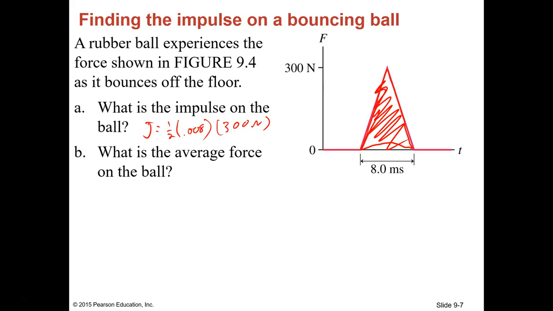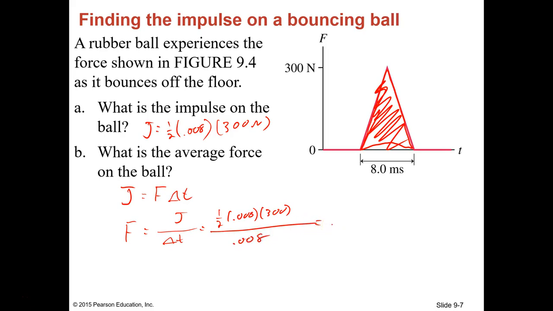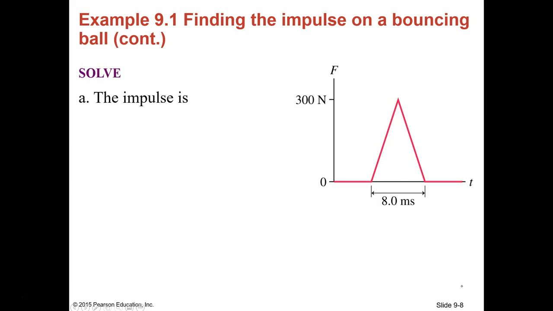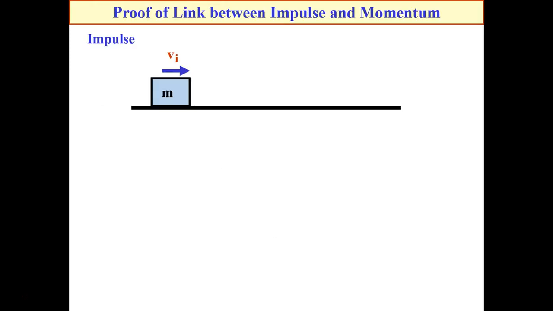Part B is we want to know what is the average force on the ball. Well, we also know that that same impulse from above is going to be equal to our force times our change in time. So if we want to solve this for force, we know that force is equal to our impulse divided by delta t, or in this case, we would take that 1/2 times 0.008 times 300 newtons, all divided by 0.008, and we find that our average force in this case is going to be 150 newtons. Pretty cool.